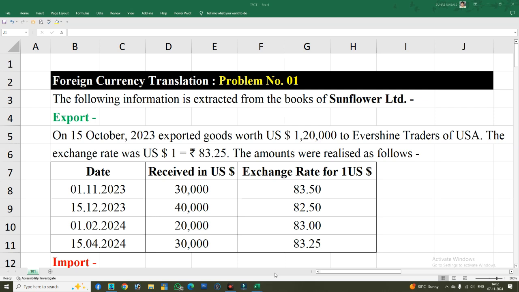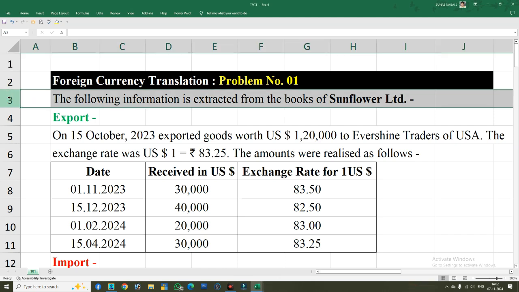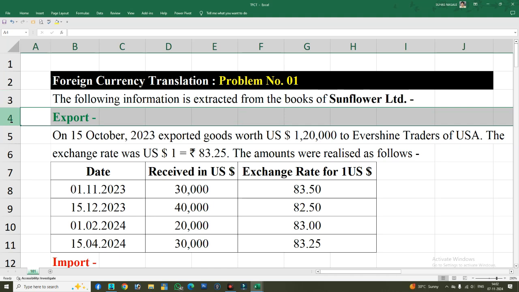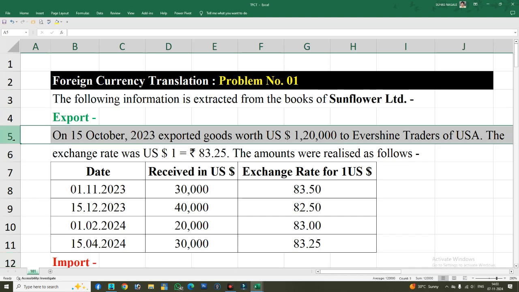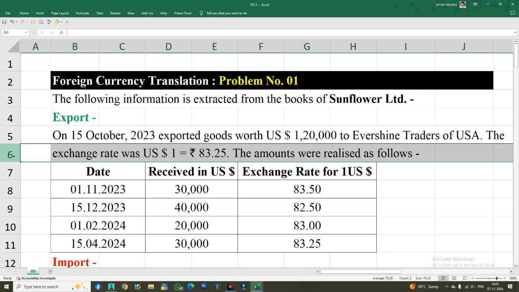Before starting our answer, we have to read the question first. The following information is extracted from the books of Sunflower Limited. There are two types of transactions: export transaction shown by green color and then import transaction. Export transaction: on 15th October 2023, exported goods worth $1,20,000 to Evershine Traders of USA. The exchange rate was $1 equal to 83.25 Indian rupees. The amounts were realized as follows.